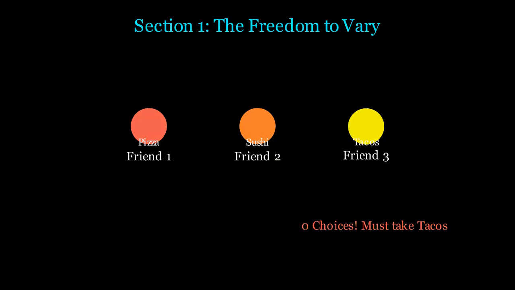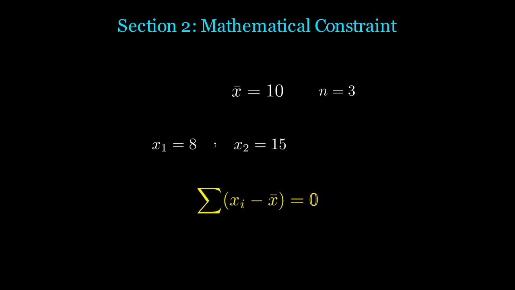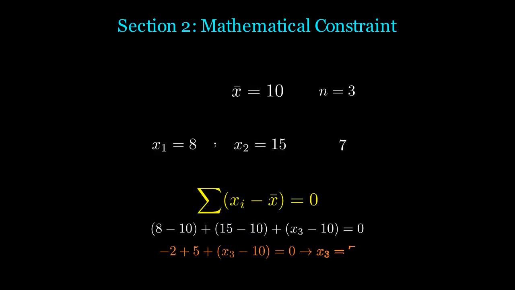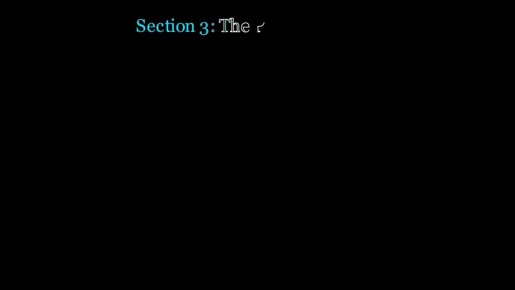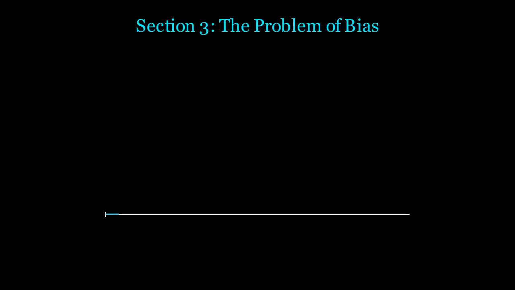Section 2. The mathematical constraint. Let's look at the math. Suppose we have a sample of 3 numbers, x1, x2, and x3. If I tell you the mean, x bar, of these numbers is 10, how many of these numbers can you choose freely? You can pick x1 to be 8 and x2 to be 15. But once those are chosen, x3 must be 7 to keep the mean at 10. Mathematically, the sum of deviations from the mean must always equal 0. Because of this equation, only n-1 values are truly free to vary. The last one is locked by the others.